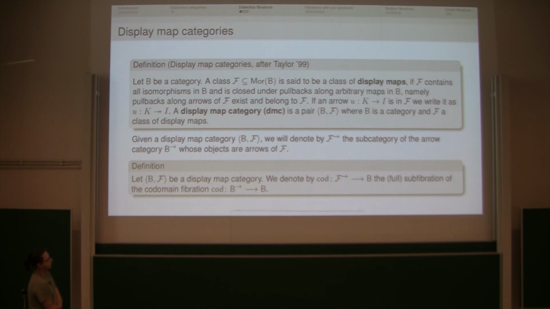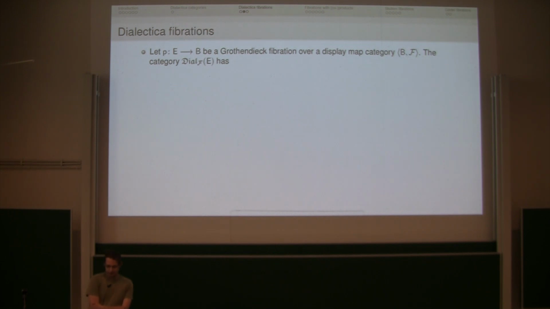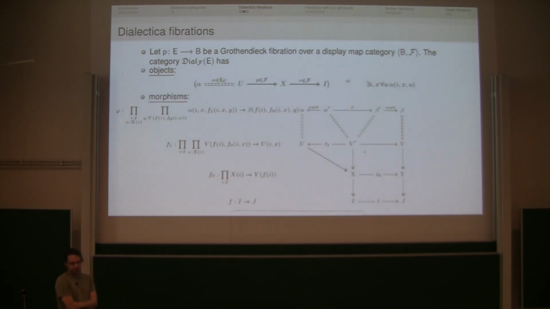And we can, in particular, look at the full subfibration of the codomain fibration, if the base has pullbacks, that has as objects only those arrows from the display map class, and as morphisms, all squares where the remaining arrows can be freely chosen. And the dialectica fibration now is a construction that goes as follows.